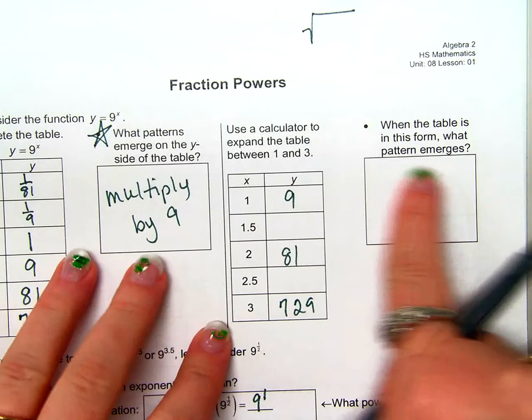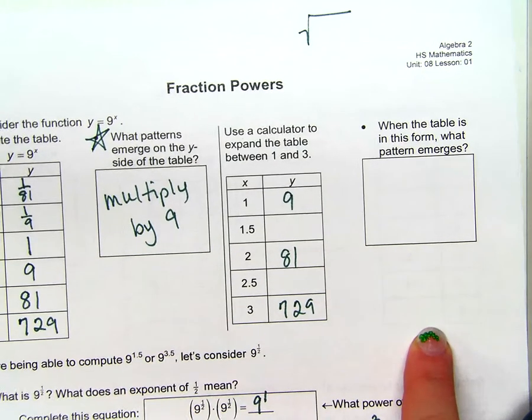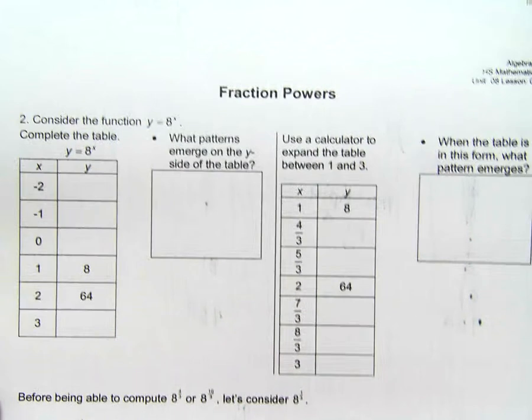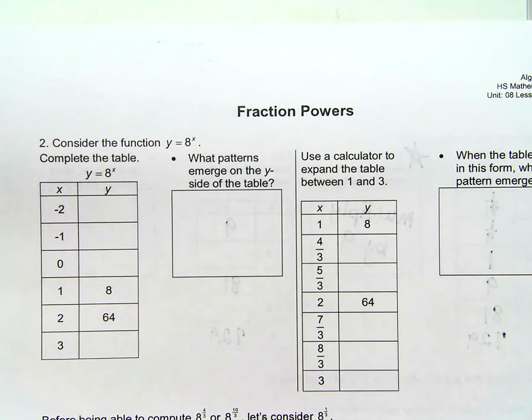Okay, I know this is still blank. We're going to come back to it. Go to number 2. Consider the function y equals 8 to the x power. How is this different? Okay, it's not a 9, right? Now it's an 8. You're okay with that?